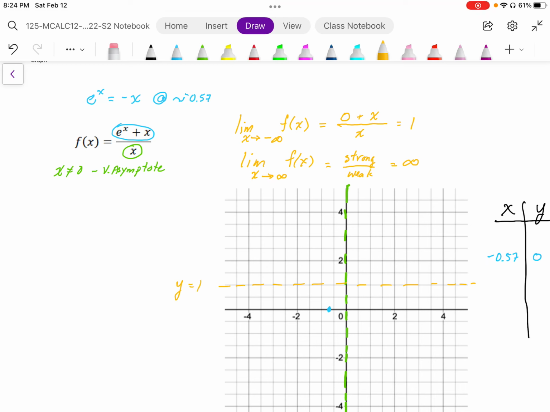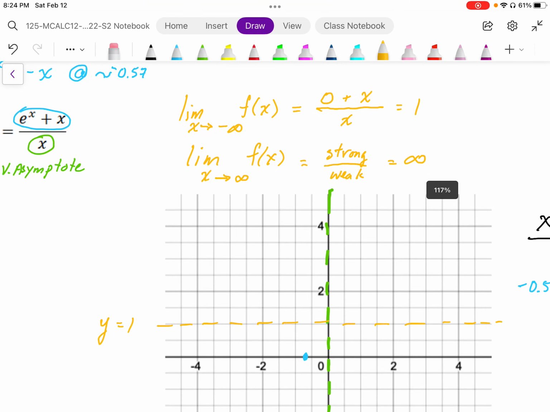Looking to the right, as x goes to positive infinity, we end up with an exponential function over a linear function. So we have strong over weak. It's going to essentially just go off to infinity as it goes to the right.